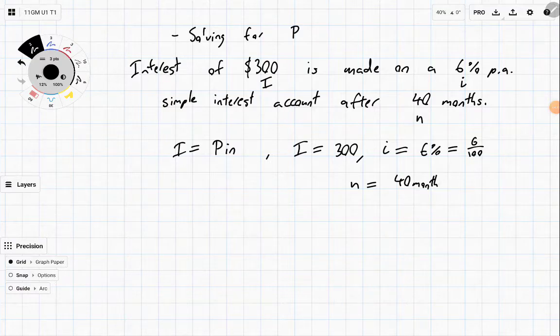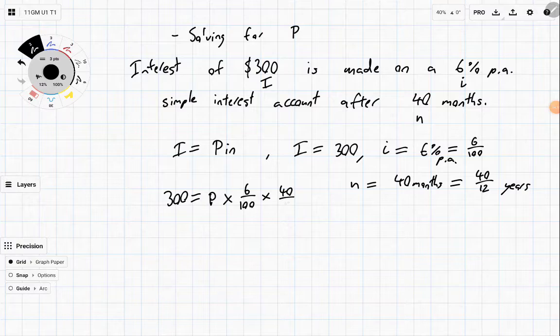But the interest rate is per annum. It's a per annum rate, so we need our N to also be per annum, so we need to divide it by 12 because there's 12 months in a year. So we get 40 over 12 years. Alrighty, now we're good to go. So capital I is 300, which is equal to P, which we don't know, times i, which is 6 over 100, times 40 over 12. And we've got to do a little bit of algebra. So first thing is, let's divide by 40 over 12, both sides, to get rid of that from the left-hand side.